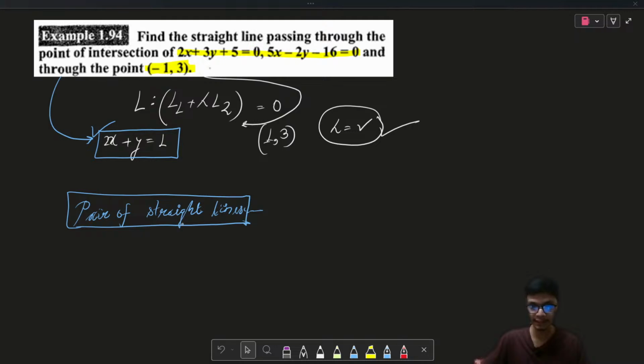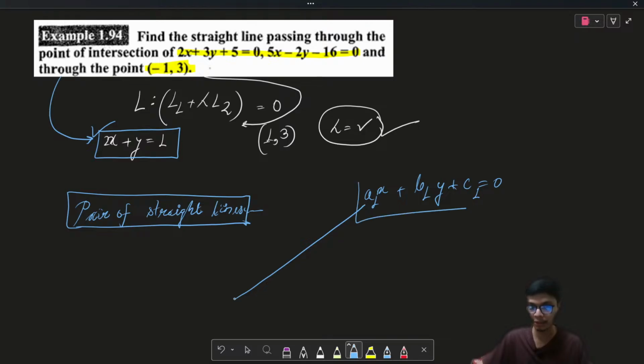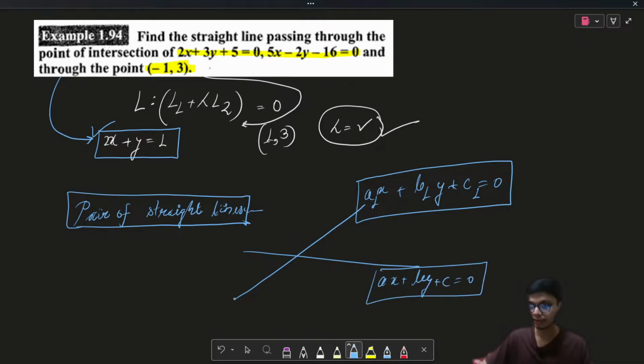Let us say I have one particular straight line, a1x plus b1y plus c1 is equal to 0. This is my known straight line. And I also have another straight line whose equation is given as a2x plus b2y plus c2 is equal to 0. So these are my two straight lines.